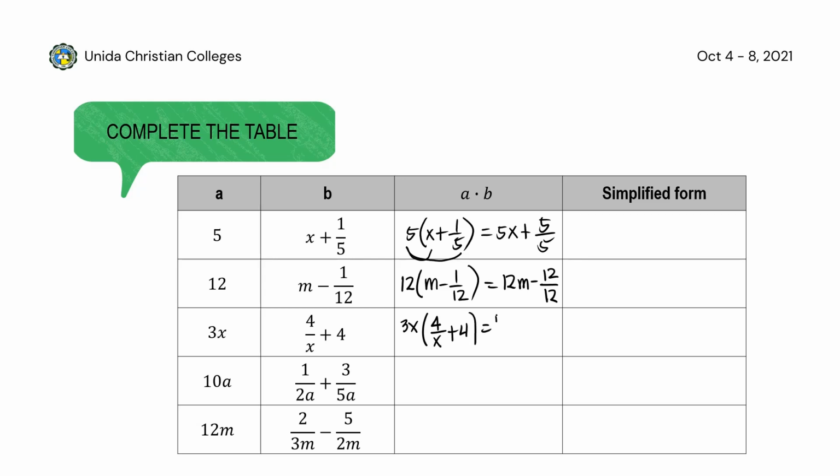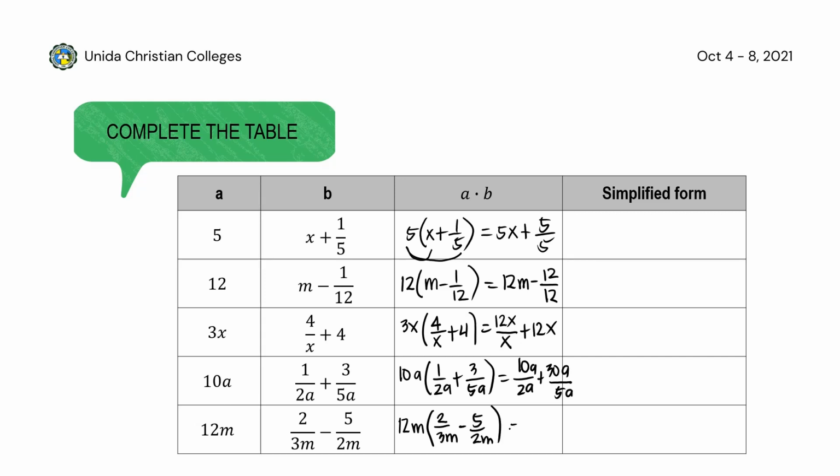Next, third row, we have 3x times 4 all over x plus 4. So we have 12x all over x plus 12x. Next, we have 10a times 1 over 2a plus 3 all over 5a. We have 10a all over 2a plus 30a all over 5a. And lastly, we have 12m multiplied by 2 all over 3m minus 5 all over 2m. We have 24m all over 3m minus 60m all over 2m.